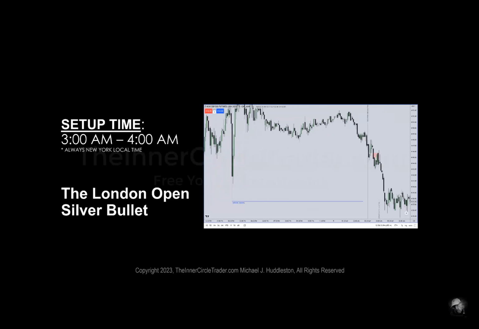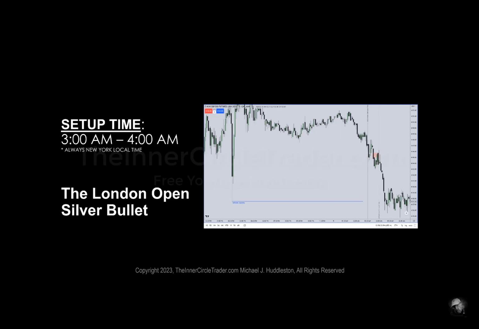All right, let's talk about our first ICT silver bullet setup and the time at which it forms. Now, again, this is a time-based model. That means these things are linked to a specific 60-minute interval or window in time. Every single trading day this pattern will form. It may not be in the forex pair that you're trading. It may not be in the futures contract that you're trading. It may not be in the asset that you're specifically looking at, but it does form every single day.